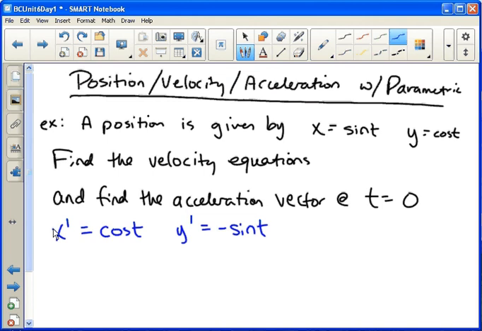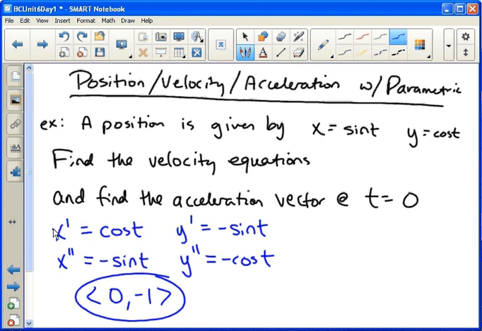Now the second part says find the acceleration vector at time 0. Okay, so first we're going to have to find the acceleration. That's the second derivative, so that's going to give me negative sine t and negative cosine t. And then we're going to have to plug in 0. So if we plug in 0 to sine, we get 0. Plug in 0 for cosine, we get 1, so that's negative 1. So this would be our acceleration vector. The AP test will also allow you to write it as an ordered pair, but a vector is more normally written with the little kind of carets on each side.